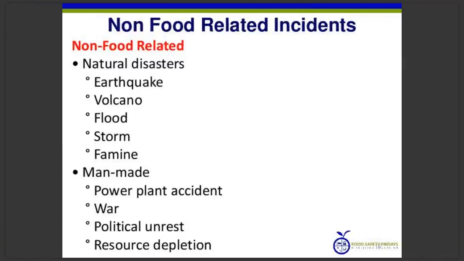For the non-food related incidents, we have natural disasters like an earthquake, flood, storm, and also there are man-made causes, which are power plant accidents, political unrest, resource depletion. So for power plant accidents, sometimes some companies are dealing with chilled and frozen items, and these need a specific temperature for the warehousing, storage, or even for the process area. So how can we deal with such an issue for the products as related to the safety factor? This is also one of the real causes for a food safety incident.